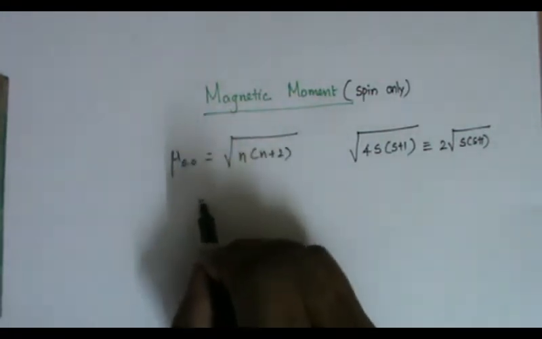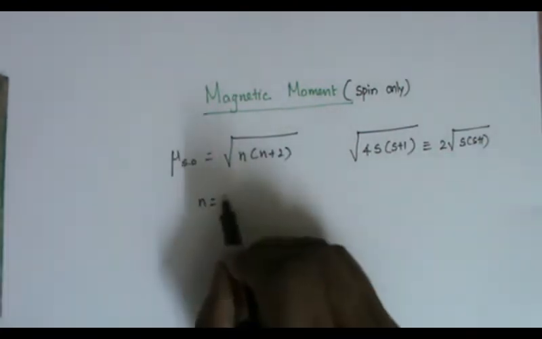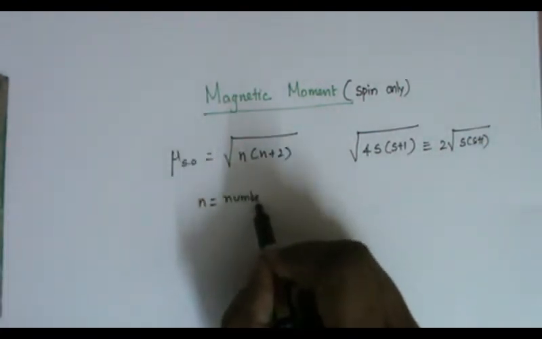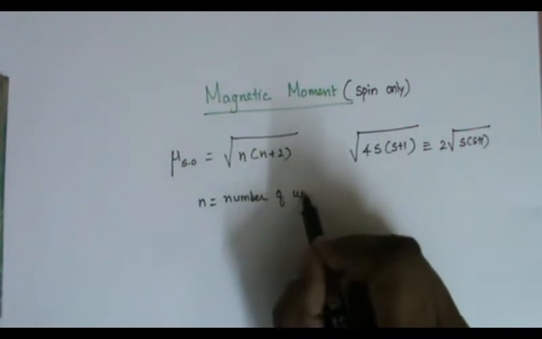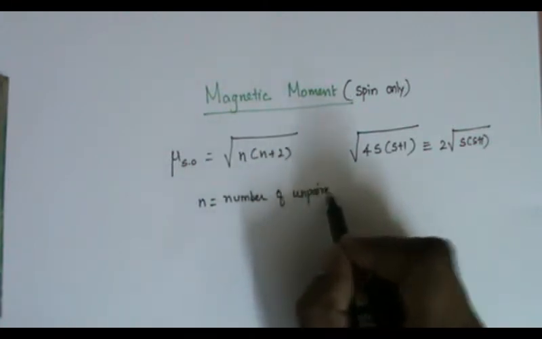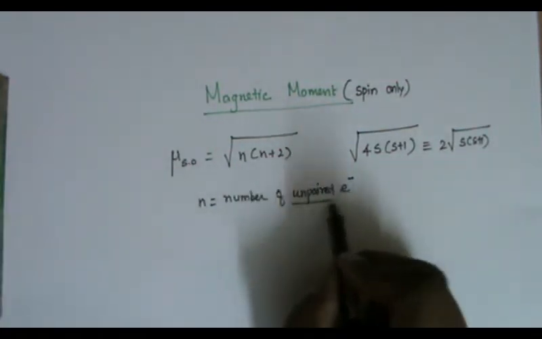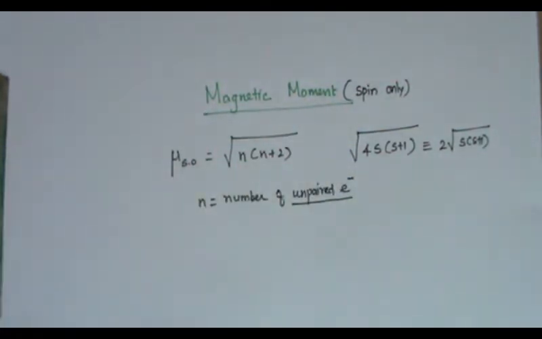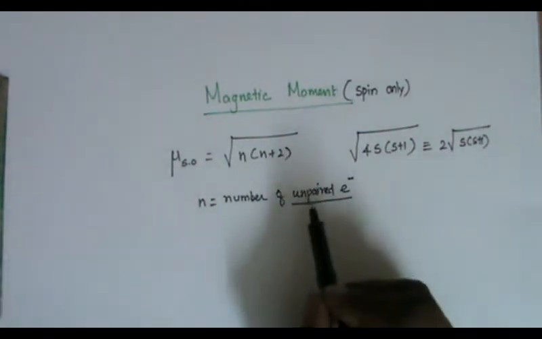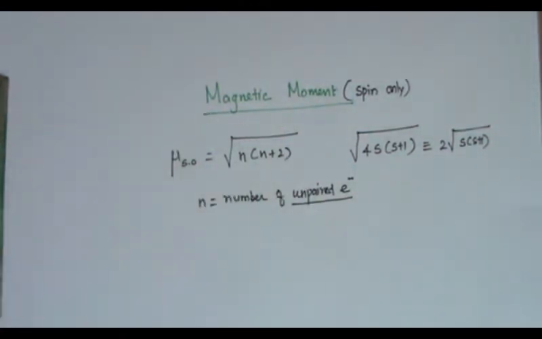What is n? The number of unpaired electrons. If all the electrons are paired, then it will not have a magnetic moment. Only the unpaired electrons contribute to the magnetic moment. So you should be able to predict the number of unpaired electrons.